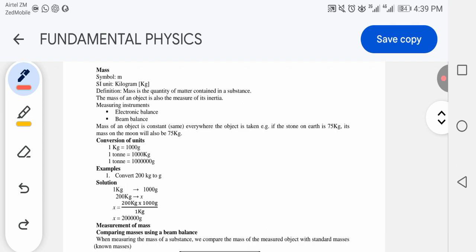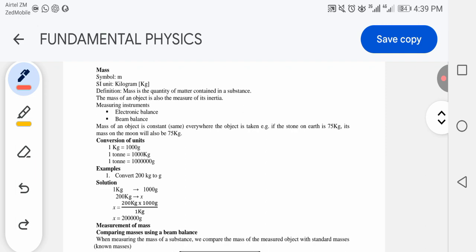The symbol used in physics to represent mass is the small letter m. The SI unit for mass is the kilogram. Mass is the quantity of matter contained in a substance. The mass of an object is also the measure of its inertia.